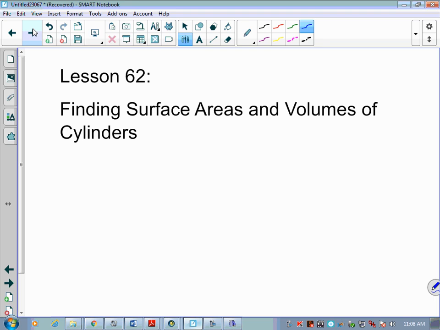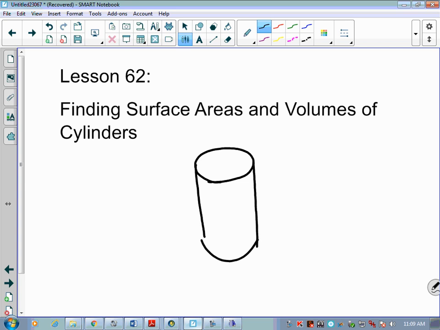Lesson 62. This is totally different, and that's the way Saxon is, right? We don't take one lesson and keep talking about parallelograms again. This one's going to talk about surface areas and volumes of cylinders, things that look like a soup can. Just so we're aware, they're not always standing upright, sometimes they're laying down. It's not going to change the surface area or how we find it, the volume or how we find it, or the lateral area or how we find it.